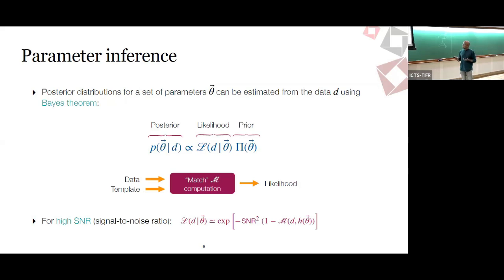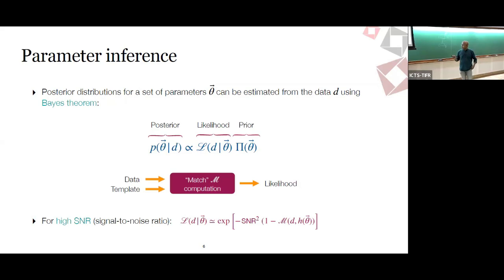Then this data will be compared to each of these templates and we'll compute something called the match. I'm not going into details of how it's done or what the match is, but you can think of it as how much of an overlap there is between these two things. And this will give us the likelihood. Higher the likelihood, better the match, and vice versa.